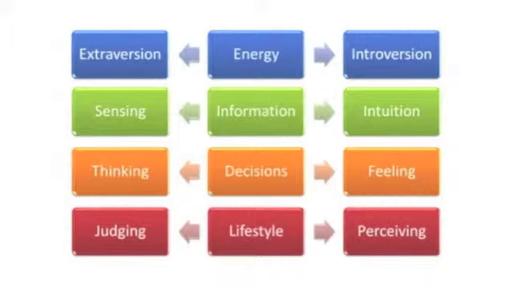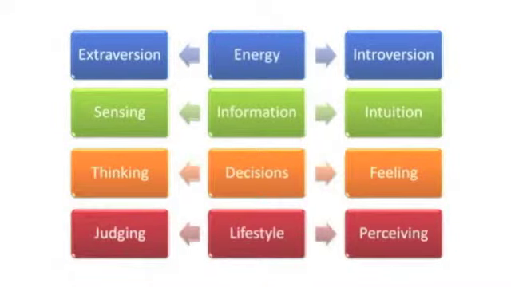Again, you can see how there can be a clash between J's and P's in a group, where, for example, a J will have everything planned to the last detail and will have a very structured process to arrive at a deadline, where those who score higher on perceiving might delay to the last minute.